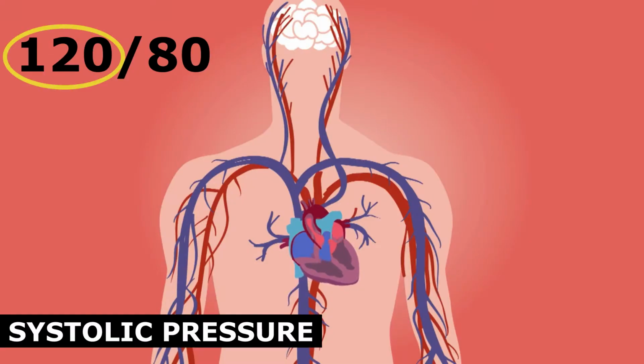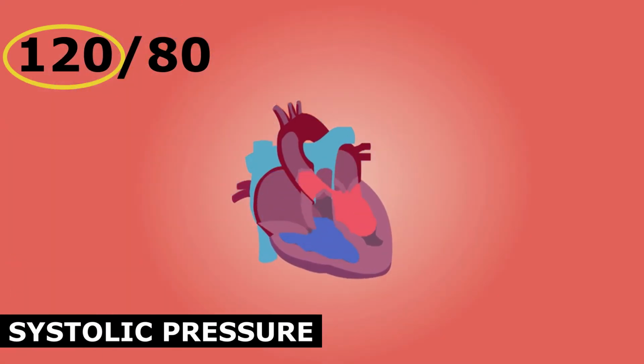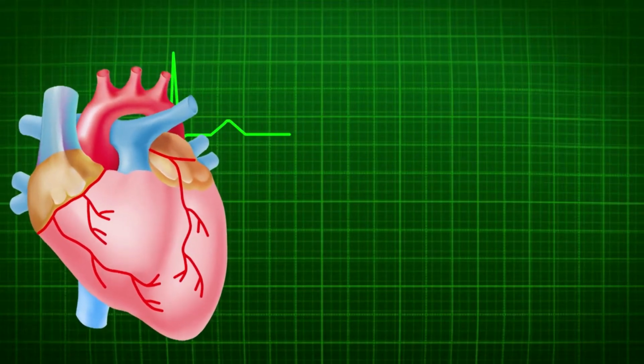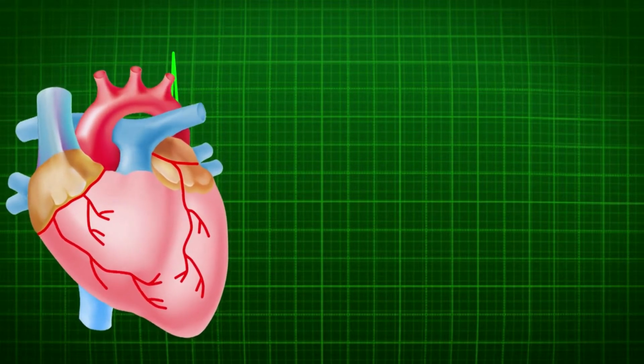The first value is called the systolic pressure. It shows the pressure in the arteries when the heart beats, so while it is squeezing and pumping out blood into the vessels. Listen to this. Did you hear the pause in between?